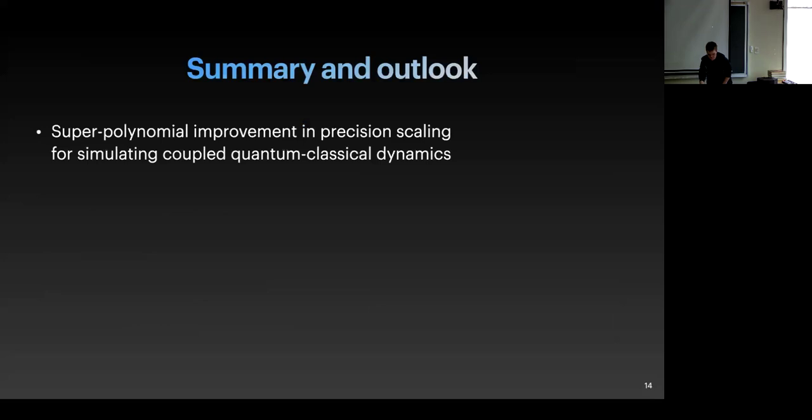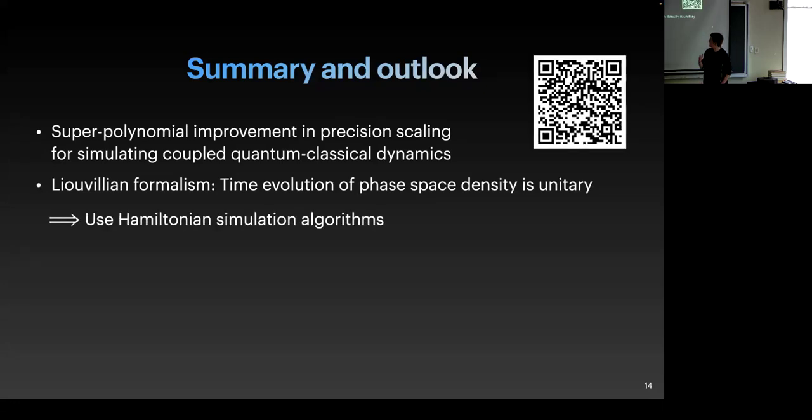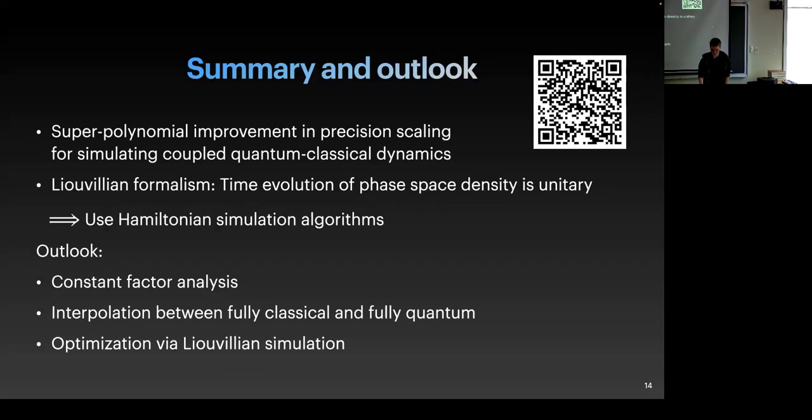And for the summary and outlook, as I said, we provide a superpolynomial improvement in the precision scaling for simulating these coupled quantum classical dynamics, as I used to say for molecular dynamics simulations. It's based on the Liouville formalism, which allows us to essentially reduce the problem to a Hamiltonian simulation problem. And again, the paper is online, so please feel free to check it out. And here just some ideas for future work. And yeah, I think I'm out of time.